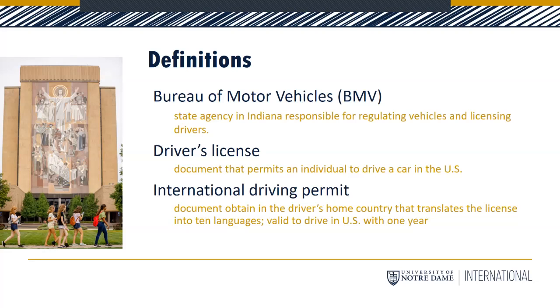Right now we're just going to go over a couple of definitions. The Bureau of Motor Vehicles, or BMV as we call it, is the state agency in Indiana responsible for regulating vehicles and licensing drivers. Your driver's license is the document that permits an individual to drive a car within the US. The international driving permit is the document obtained in your home country that translates the license into 10 languages, valid to drive in the US for 1 year.